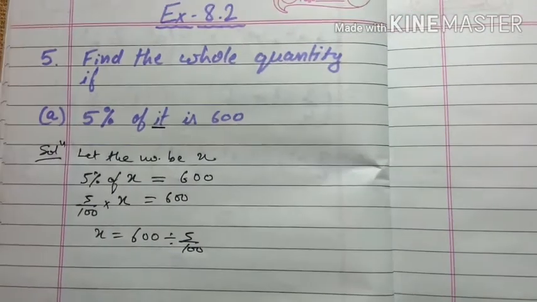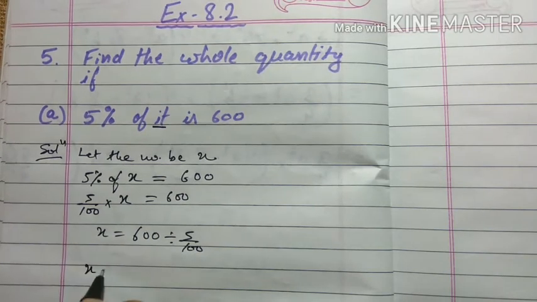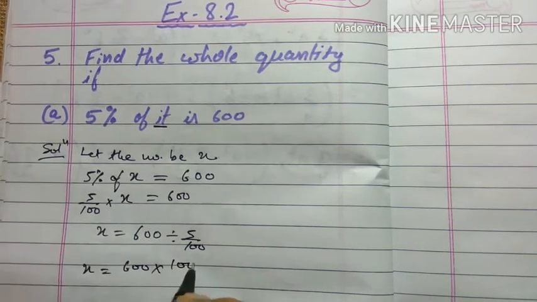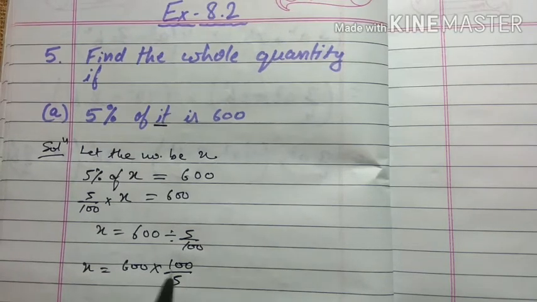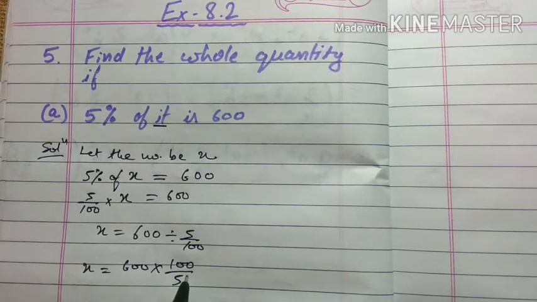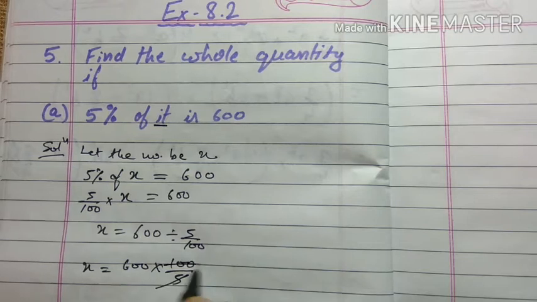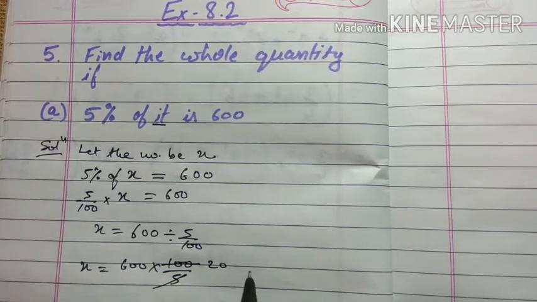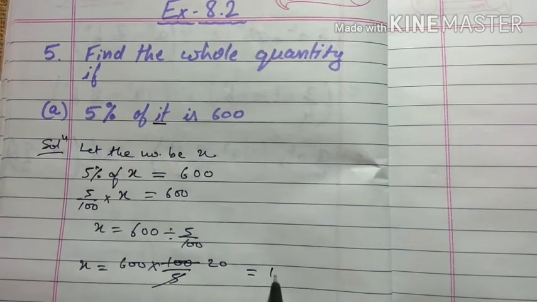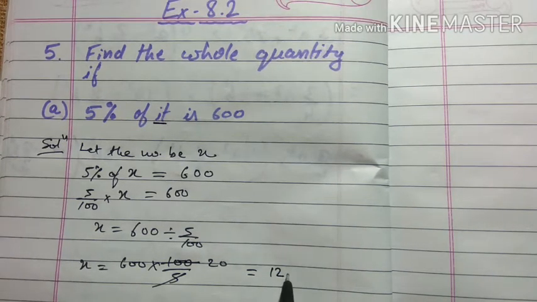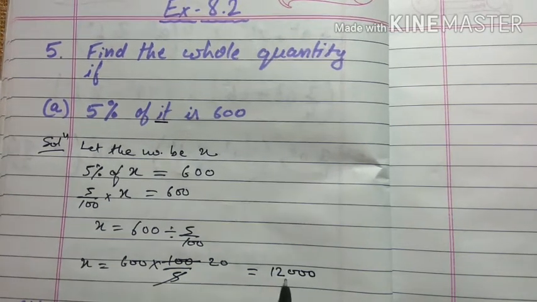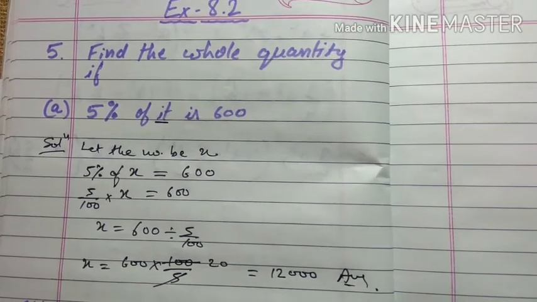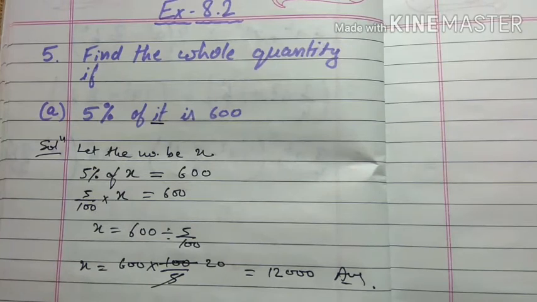So x is equal to 600 into 100 by 5, and we will get the answer. 5 ones are 5, 5 20s are 100, and 2 6s are 12000. So the answer is 12,000, right? Like this way we will solve.